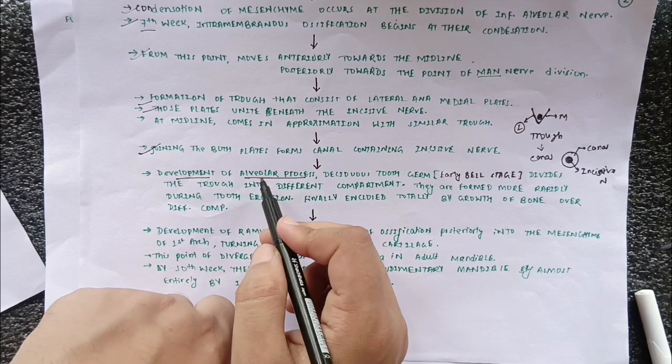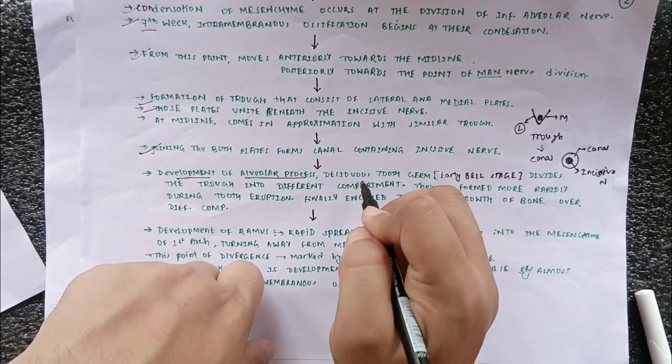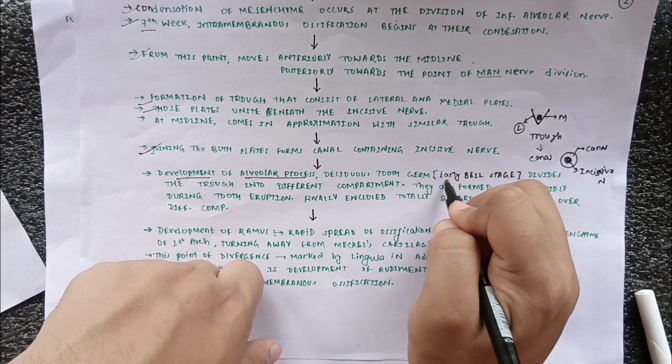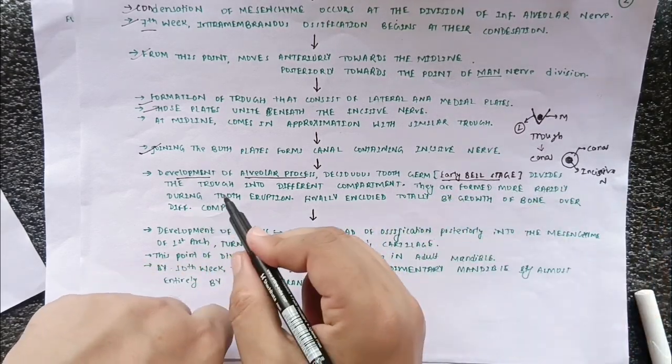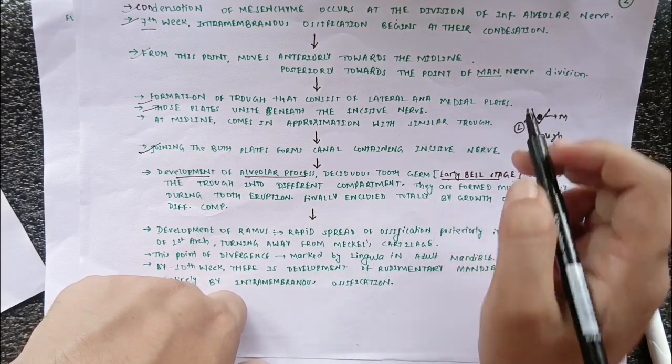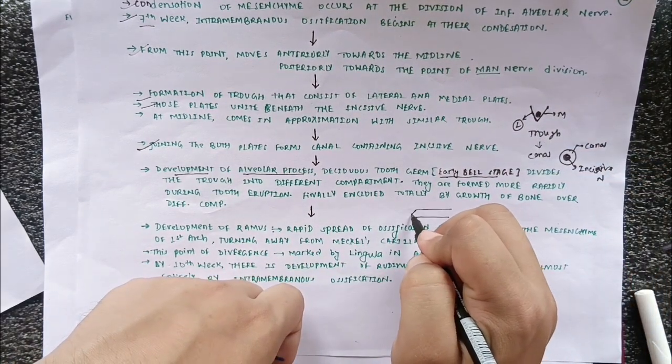So how the alveolar process develops is that the deciduous tooth germ, which is in its early bell stage, divides the trough. It particularly divides the trough. Think of these as the two plates of the trough that are meeting at the midline.